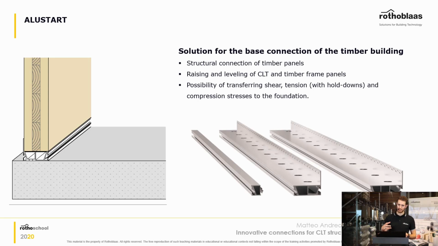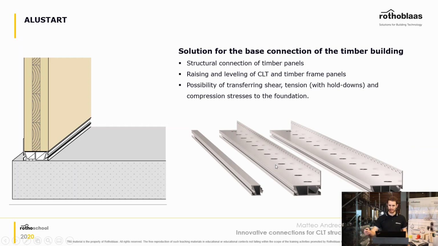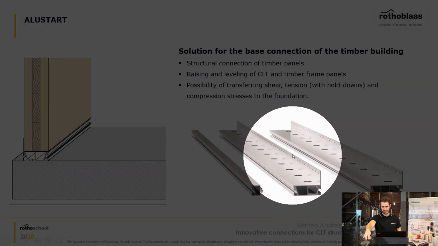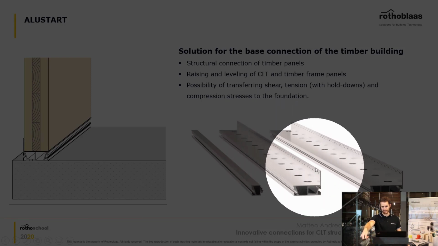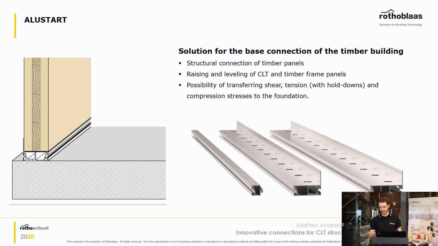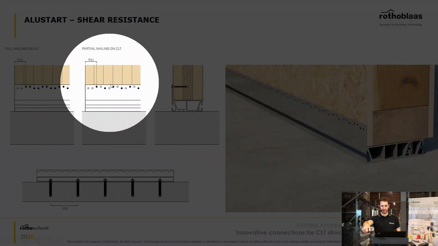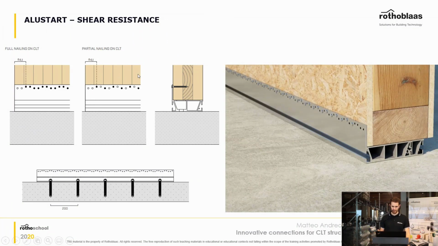So an improvement is this product here. This is called Alustart, for example, and it's an aluminum extrusion with some small holes on the side, right here for nails, for the shear forces, and bigger holes here, which are needed to attach this extruded plate to the concrete that you have on the bottom. You can see a better image of the product right here. And as you can see, you can use full nailing or partial nailing, depending on how big your shear force is.